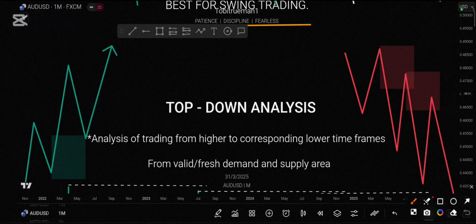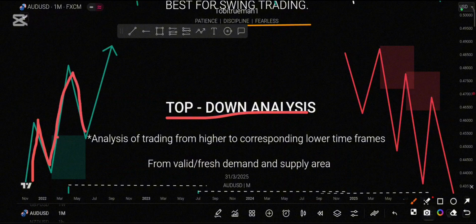Now looking at our top-down analysis, I've explained already. When we have a demand zone, when price is going upward, this is a demand zone. Then we'll expect price to come back to it on the monthly time frame. We'll now go to the daily time frame and the weekly time frame and check if we are going to be tagged along and buy.